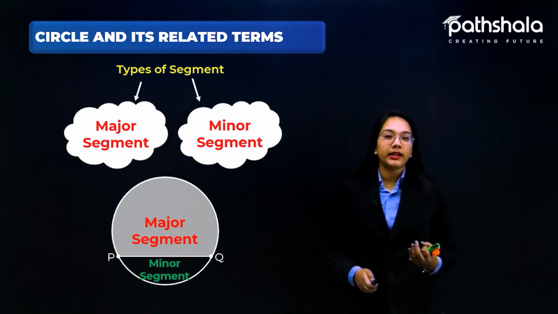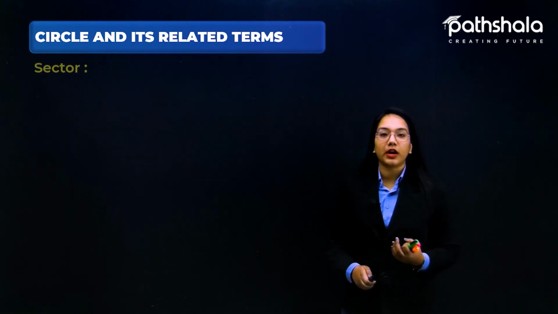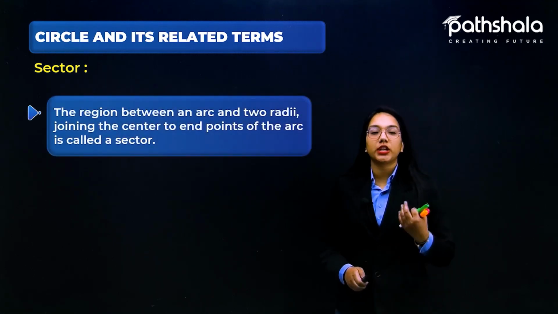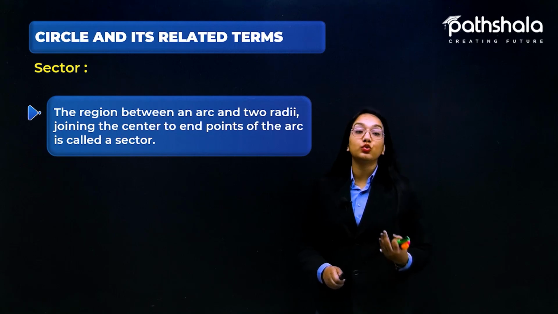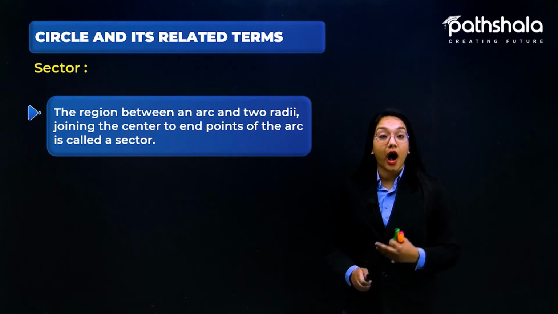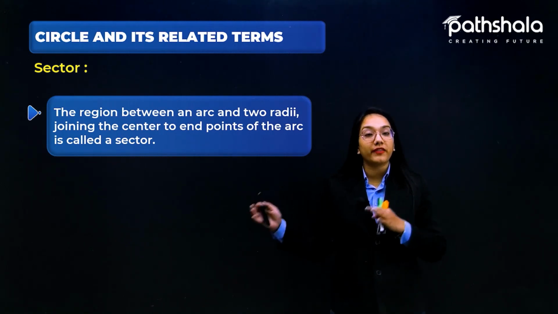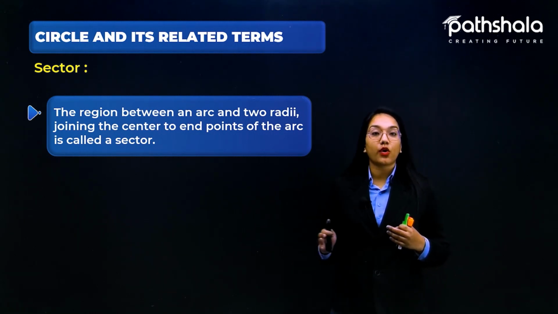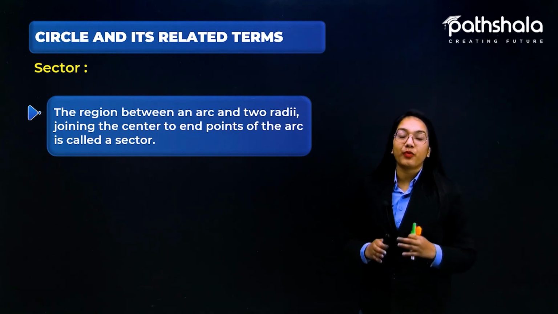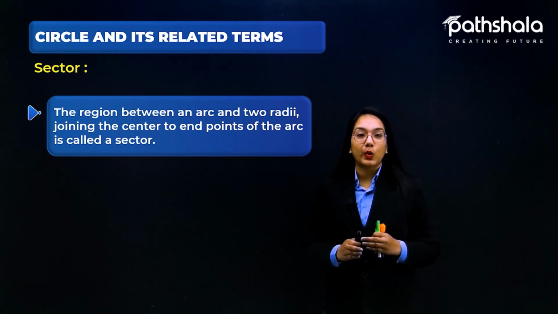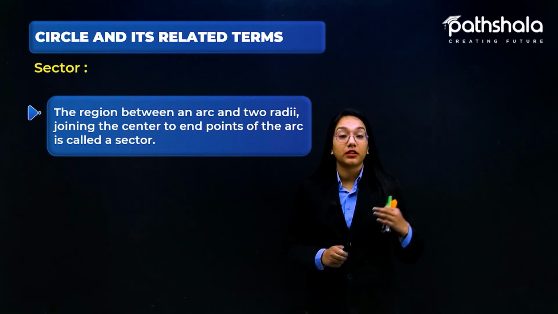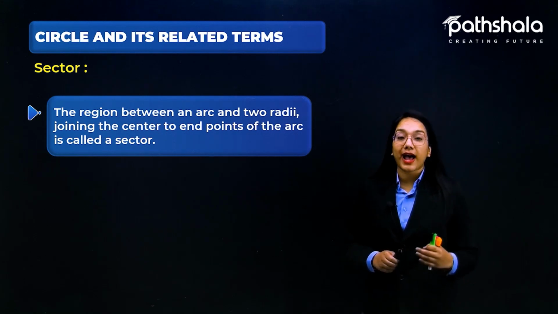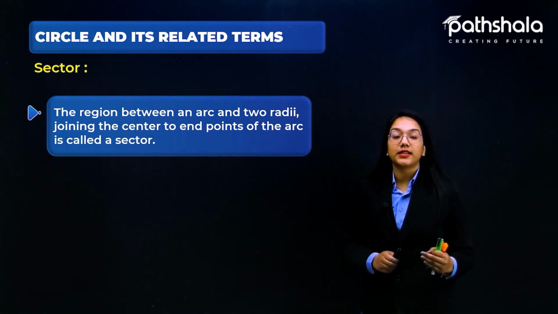Similarly, we are moving on further to talk about the sector. What is a sector of a circle? It is the region between an arc and the two radii. In the segment, we took a chord and the arc. Now we are talking about the arc and the two radii. Whenever we have a region enclosed by the arc and the two radii joining the center to the end points of the arc, it is called a sector.